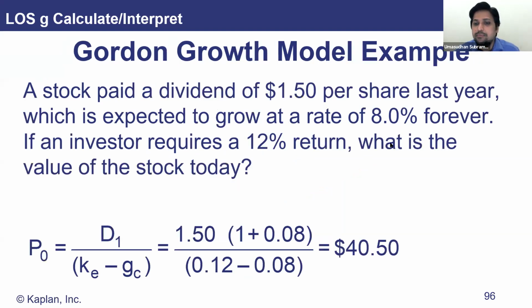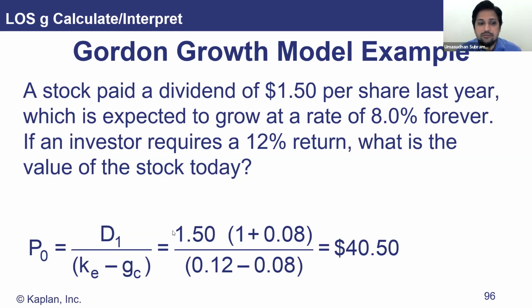So let's look at this example. A stock paid a dividend of 1.5 per share last year, which is expected to grow at a rate of 8% forever. If an investor requires 12% return, what is the value of the stock today? So you need to now tell me certain things. What is 1.5? Is 1.5 D0 or D1? The first question for you to remember. 1.5 is D0. Can you use that directly in the question? No, you cannot. So you need to understand what is going to be D1.